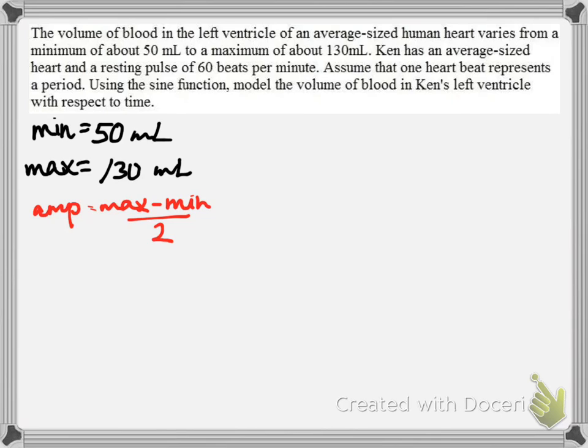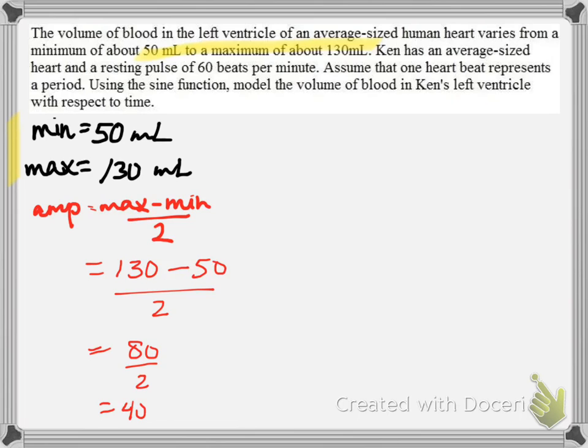So this is a lot of words. I wrote down the most important facts right here so that I don't have to keep looking back to the question. From having the max and the min, we can simply calculate the amplitude. The amplitude is equal to the max minus the min over 2. So 130 minus 50 over 2 is equal to 80 over 2, which is equal to 40.